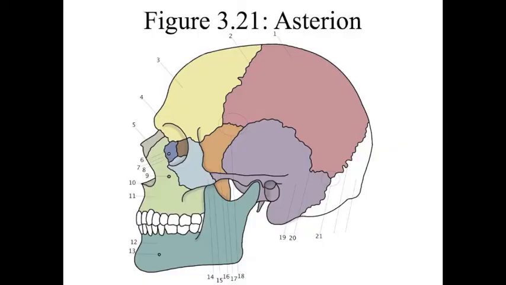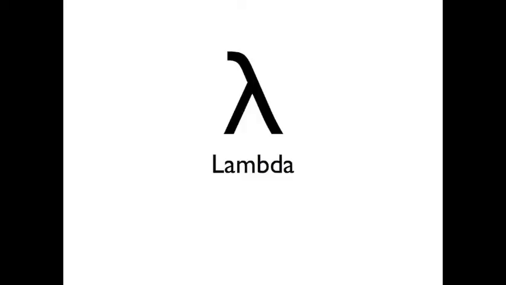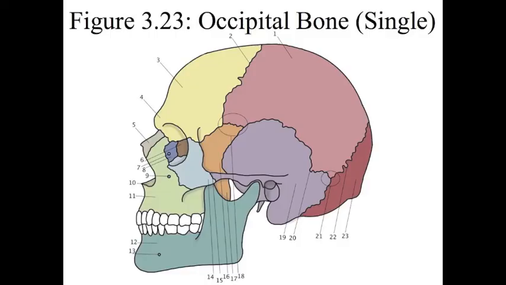Number 21 is the asterion. This is another place where multiple bones of the skull articulate: the parietal bone, the temporal bone, and the occipital bone. Number 22 is the lambdoidal suture. This one starts to make a lot more sense if you know your Greek alphabet. The lambda looks like an upside down Y, which is pretty similar to what the skull looks like if you look at it from behind. Number 23 is the occipital bone. This is the backbone of the skull, and it is a single bone.